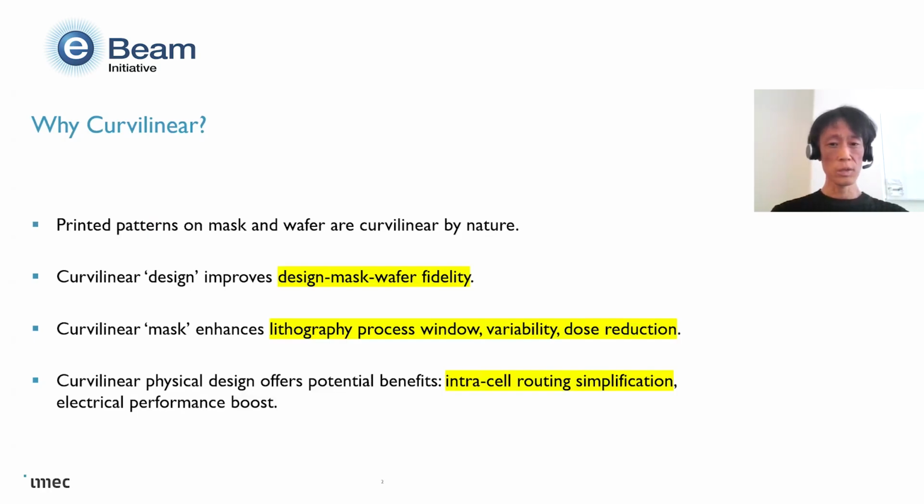Finally, curvilinear physical design may offer additional design-level advantages. The increased geometric flexibility can simplify the inter-cell routing, enabling more efficient use of the layout space. In addition, smoother routing paths and fewer sharp corners may help reduce the parasitic effects and improve the electrical performance. Overall, curvilinear technology provides opportunities across the entire patterning ecosystem, from design, mask optimization to lithographic performance, and ultimately the circuit implementation.